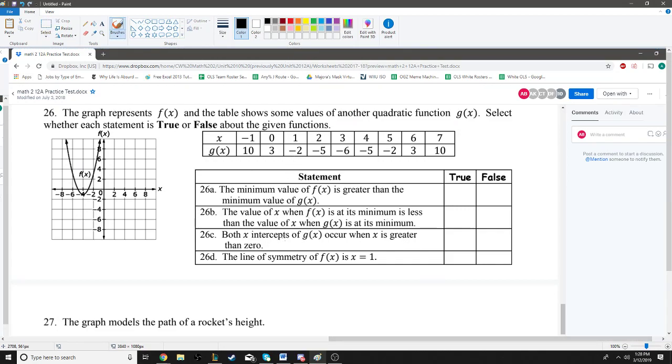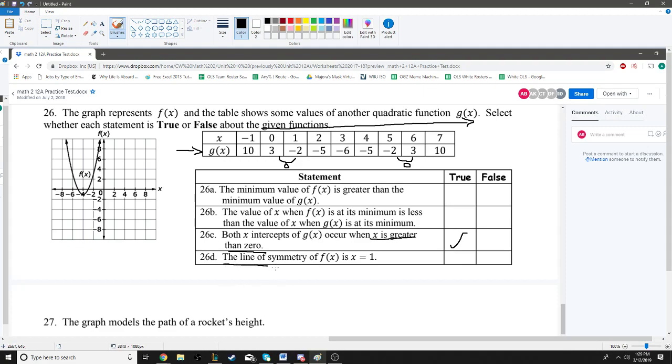So where y is equal to 0, it doesn't have in this row right here, there are no zeros. But we do know that 0 is between 3 and negative 2. 0 somewhere in there. And 0 is between negative 2 and 3. It's somewhere in there as well. Okay. So they want to know, do they occur when x is greater than 0? So x is greater than 0. Like this is 0 right here. Everywhere on this side. And that's where our x-intercepts are. So that's true.